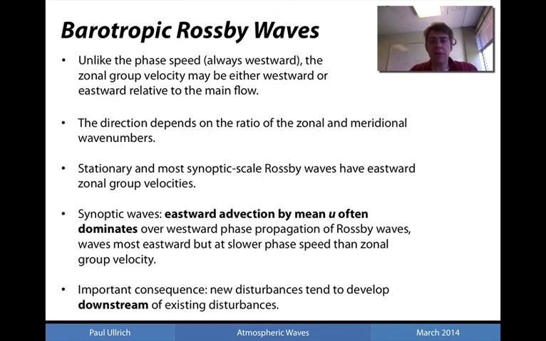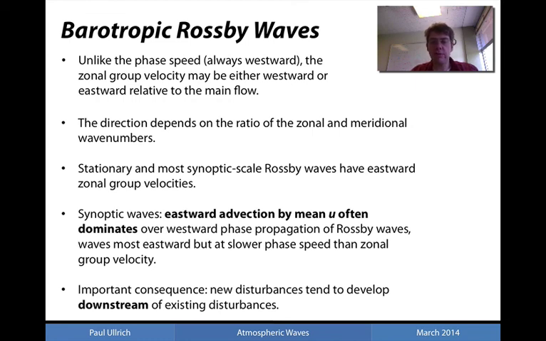So unlike phase speed, zonal group velocity may be either westward or eastward, and the direction depends on the ratio of zonal and meridional wave numbers. Stationary and most synoptic scale Rossby waves will have eastward zonal group velocities. That is, energy will tend to be propagated by Rossby waves in the eastward direction.